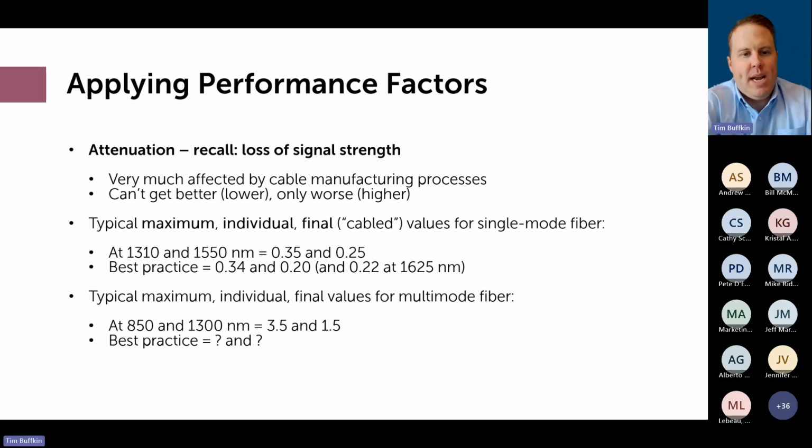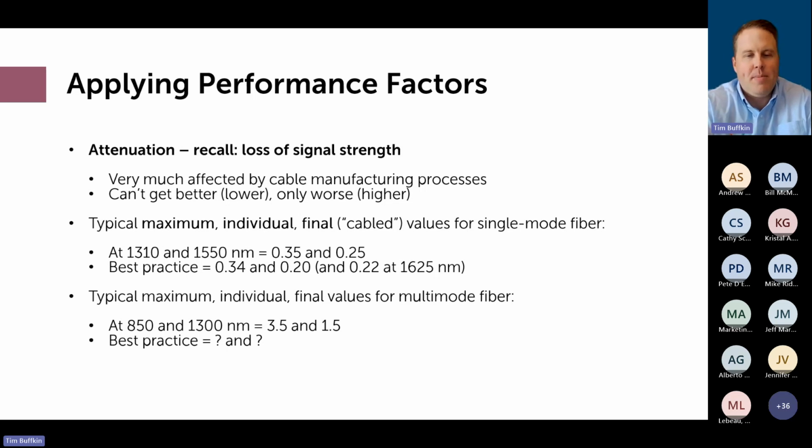So to recap, you have the attenuation, which is loss of signal strength. Very much affected by the cable manufacturing process. We can't get any lower attenuation than what we're given by the fiber manufacturer. In the case of Corning, Corning says at 1310, it's going to be no greater than 0.32 dBs per kilometer. That fiber will never have any better attenuation than that. So anything else that happens, whether it's in the manufacturing process or external factors, you're never going to get any better than that number.